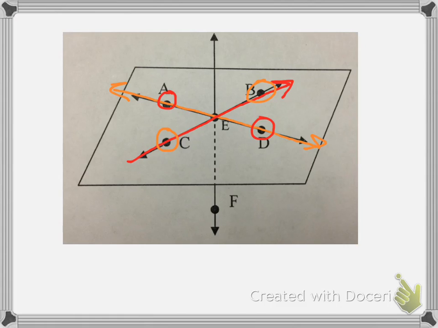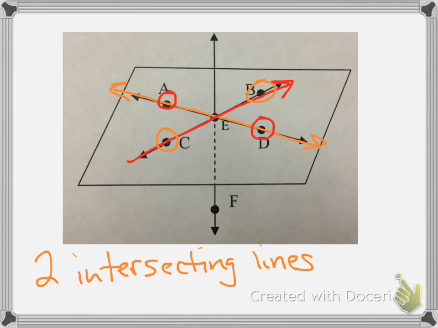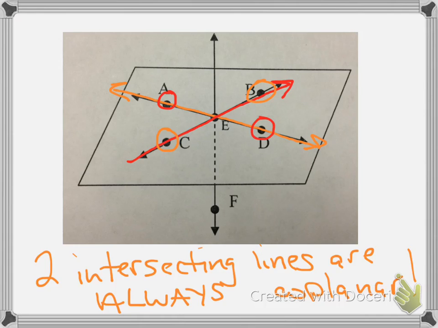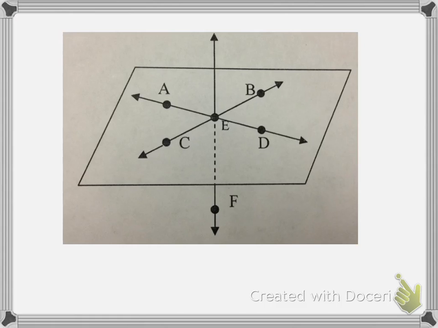So this rule, what I would write down is two intersecting lines are always coplanar. Okay? All right. So now we are on to number 8.